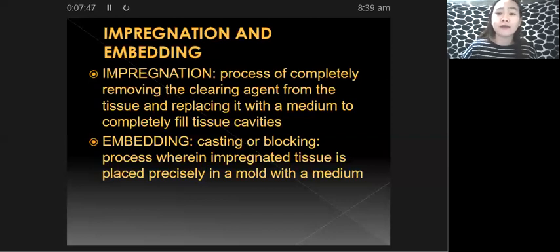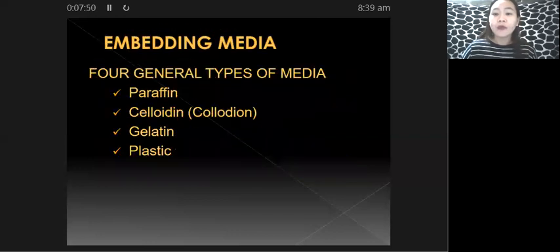So what are the different media that we can use for infiltration and embedding? Again, just like what I have mentioned a while back, pag sinabi natin, when we say infiltrating media, it is the same as embedding media.